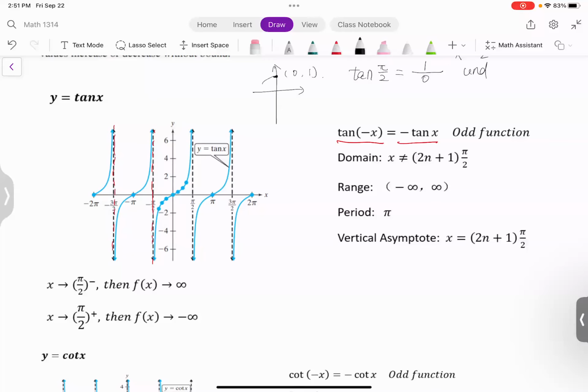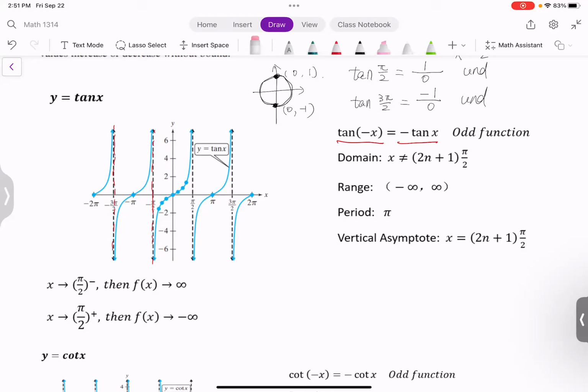How about from here, I do a pi rotation. I get a point here. So this point is 3 pi over 2. And what is the point here? (0, negative 1). And tangent equals negative 1 over 0, undefined again. So from here, I do another pi rotation. I will always get the point here.